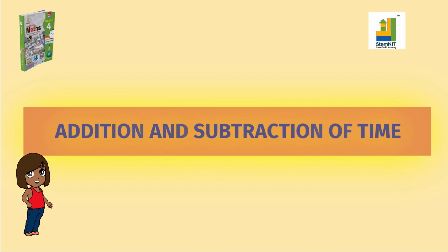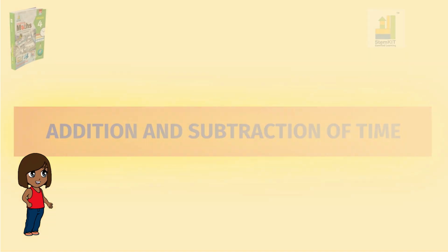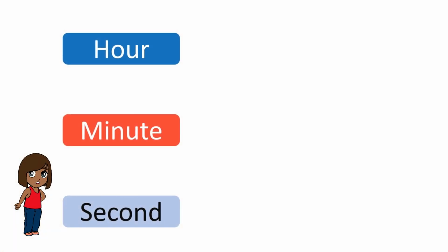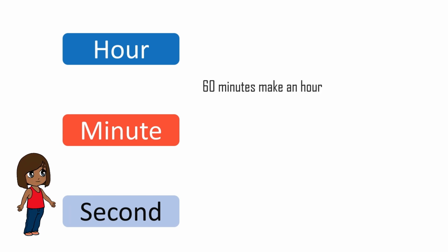Let's first understand the basics. 1 hour is equal to 60 minutes, and 1 minute is equal to 60 seconds. But you already know that. But pay attention. This is vital to understanding carryovers and borrowing of time.